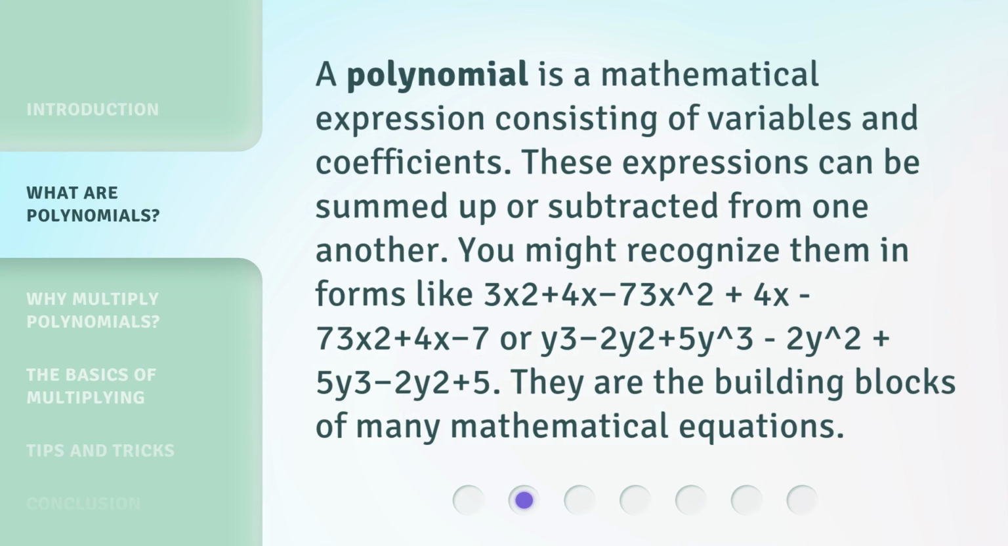A polynomial is a mathematical expression consisting of variables and coefficients. These expressions can be summed up or subtracted from one another. You might recognize them in forms like 3x^2 + 4x - 7, or y^3 - 2y^2 + 5. They are the building blocks of many mathematical equations.